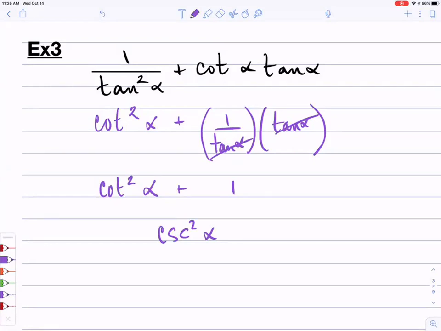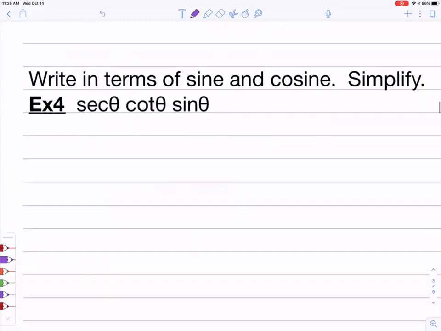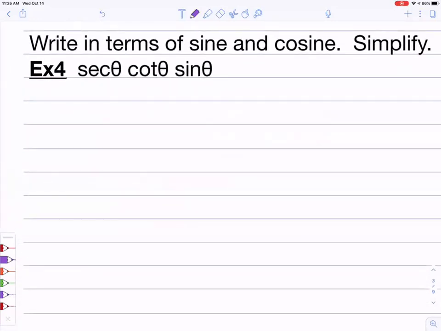Now again, you could have worked this problem by changing everything into sines and cosines. It just would have taken longer. Okay, there would be more work involved in it. So not every time is sines and cosines going to be the easier route. It's always an option, just not always the easiest option. Okay, more of the same. You guys do number 4.